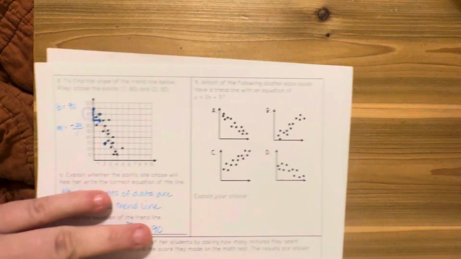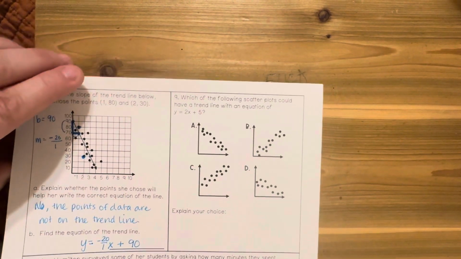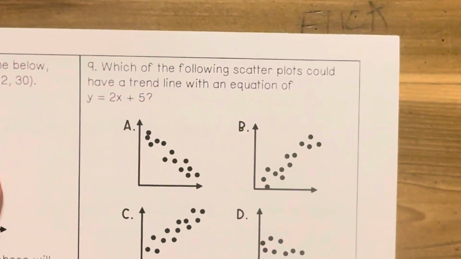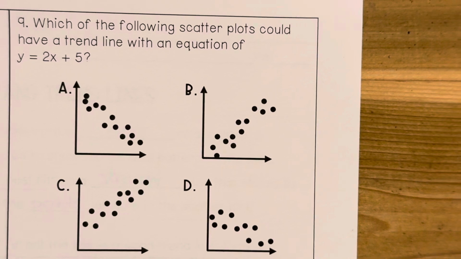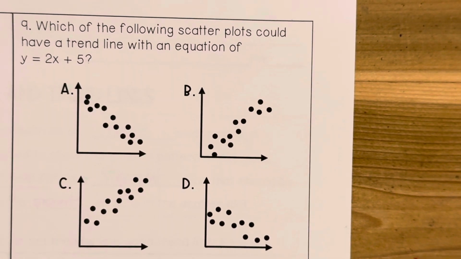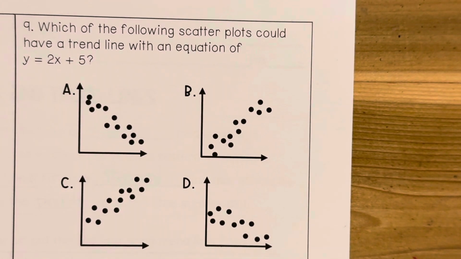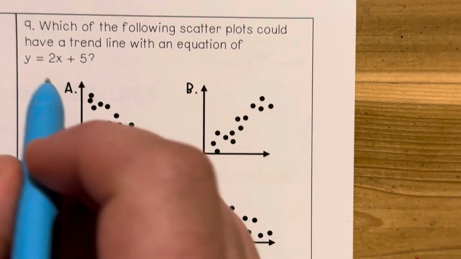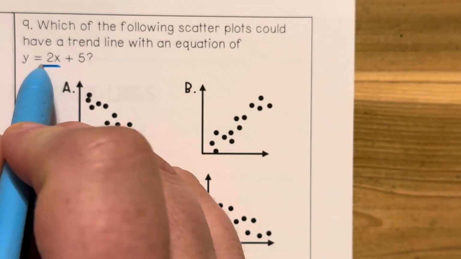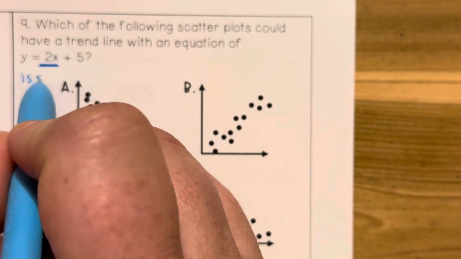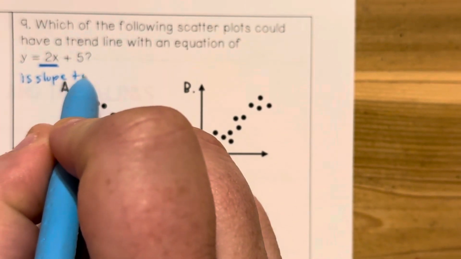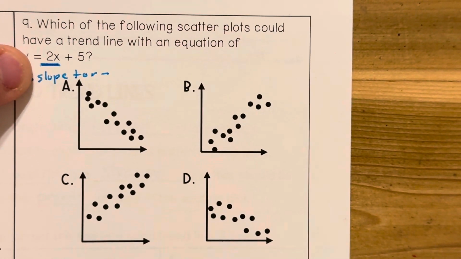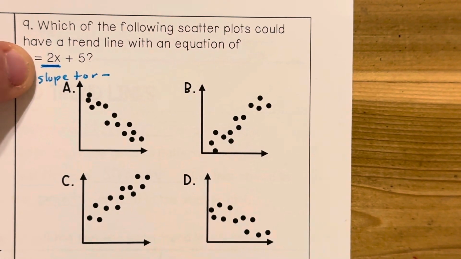All right, number 9. Here's another example. Which of the following scatter plots could have a trend line of y equals 2x plus 5? Okay? So first of all, here's what I'm going to look at. I'm going to look at my slope. Is my slope positive or negative? My slope is positive, right? It's just a 2x. There's no negative sign there.